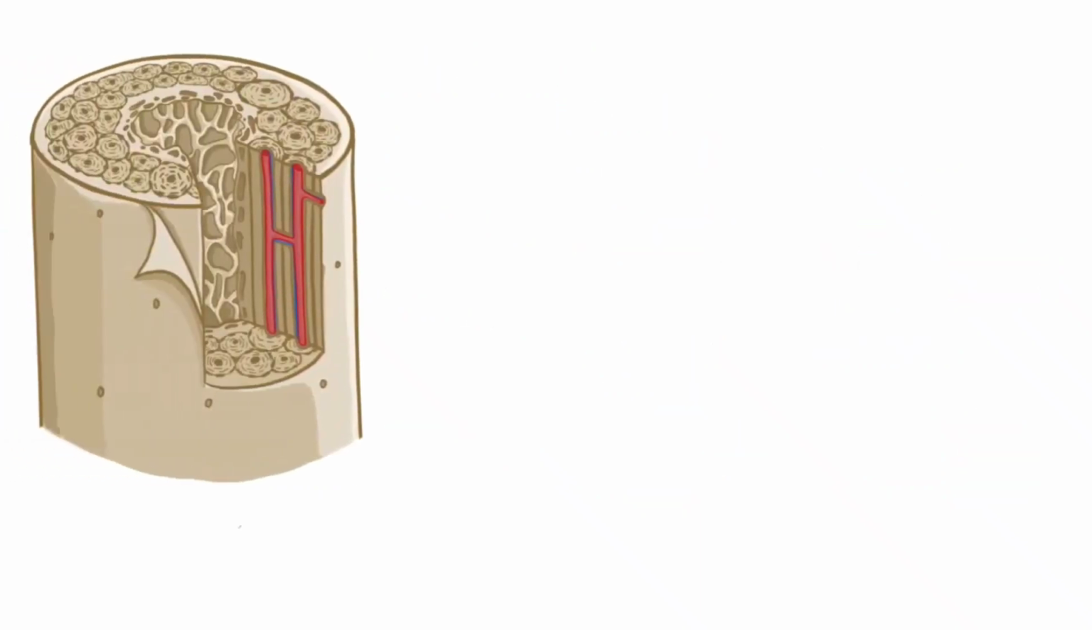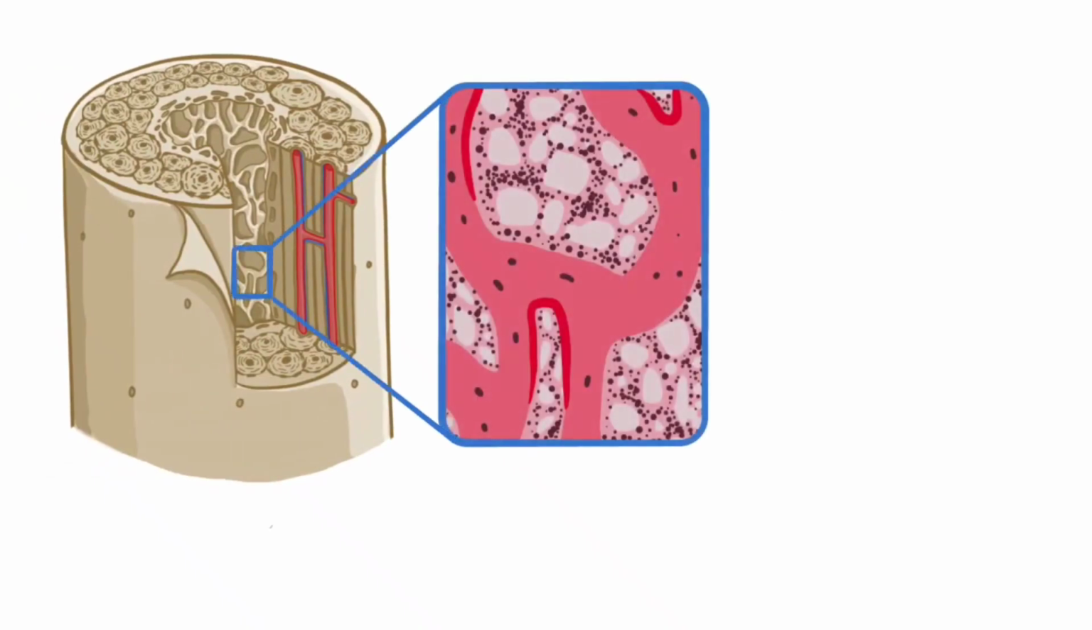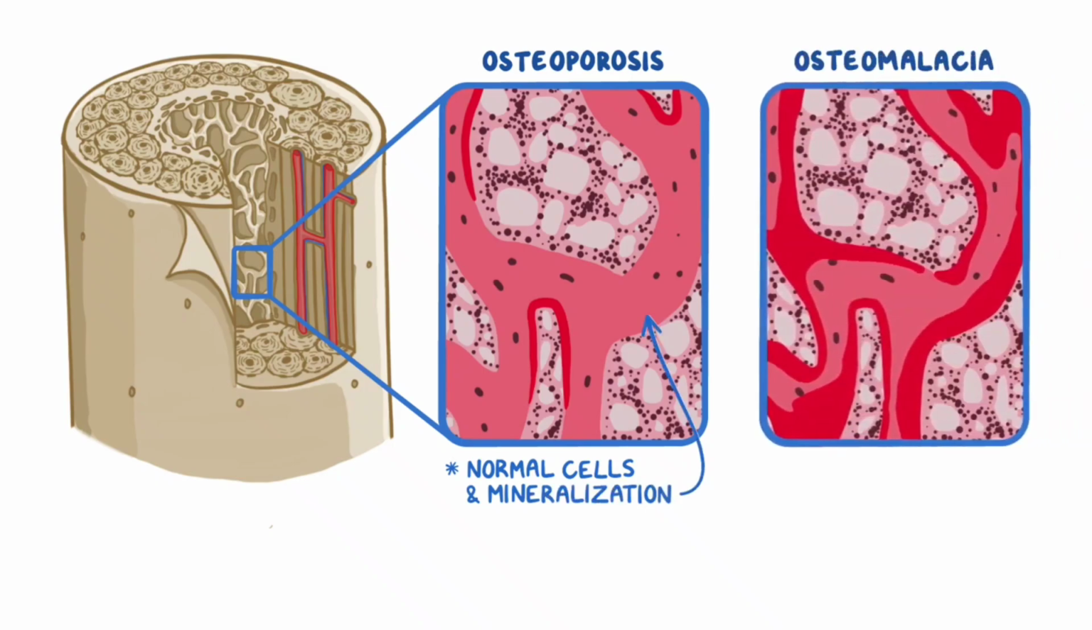Okay, now when osteoclasts break down bone faster than the osteoblasts can rebuild it, it results in the lowering of the bone mass and eventually osteoporosis. If we zoom into a cross-section of an osteoporotic bone, it will show normal cells with normal mineralization, which differentiates it from osteomalacia, where there's a lack of mineralization.